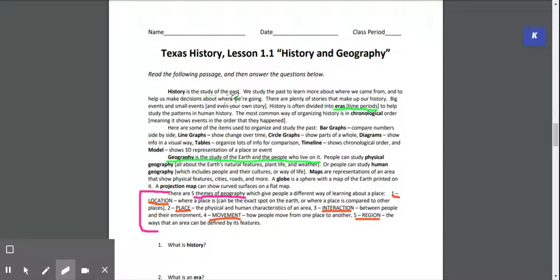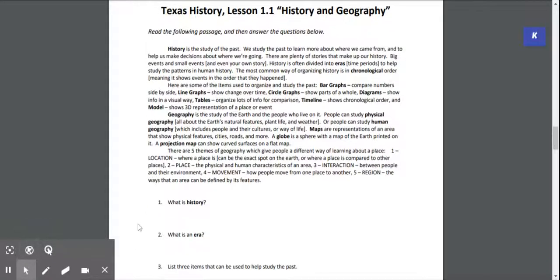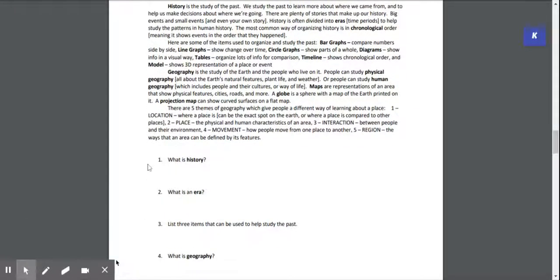So you should have underlined all the information that I highlighted as I was reading, because we will need this information to help us answer the questions that are going to be below. Okay, so let's look at the questions that follow. Number 1 says, what is history? Remember, you underlined these answers when you were listening to the passage I read. Number 2 says, what is an era? What is an era? Number 3, I want you to mark this. We're not going to do number 3. Mark that with an X, number 3.